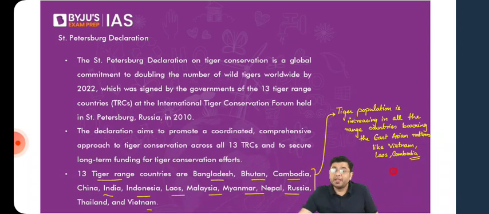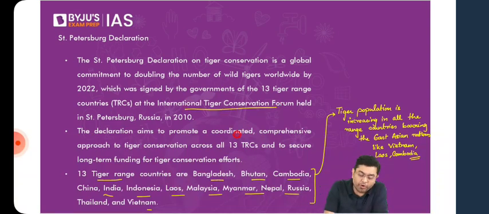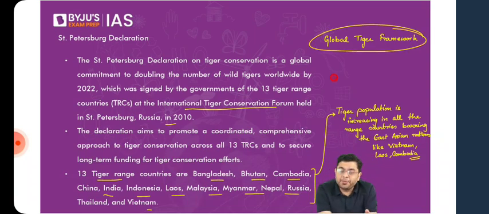So this St. Petersburg Declaration was a part of the International Tiger Conservation Forum, which was held in St. Petersburg, Russia in 2010. So this was held as a part of GTF, Global Tiger Framework. So that GTF aimed to increase the tiger population across the various different range countries. So the declaration aims to promote a coordinated, comprehensive approach to tiger conservation across all these various areas.